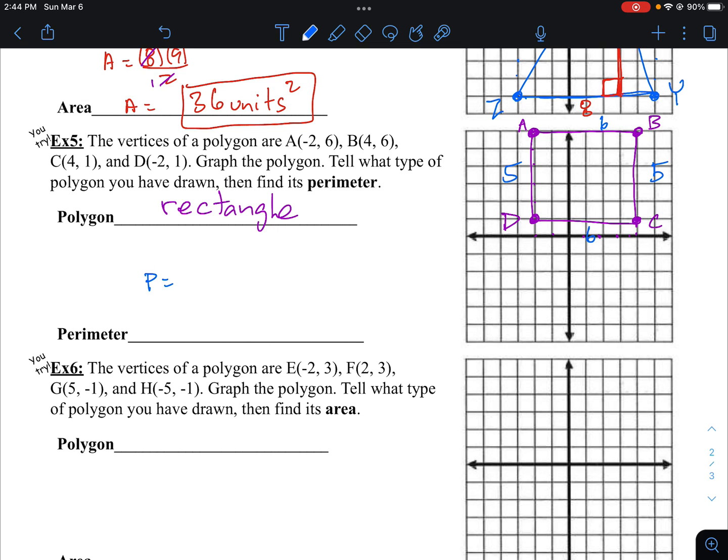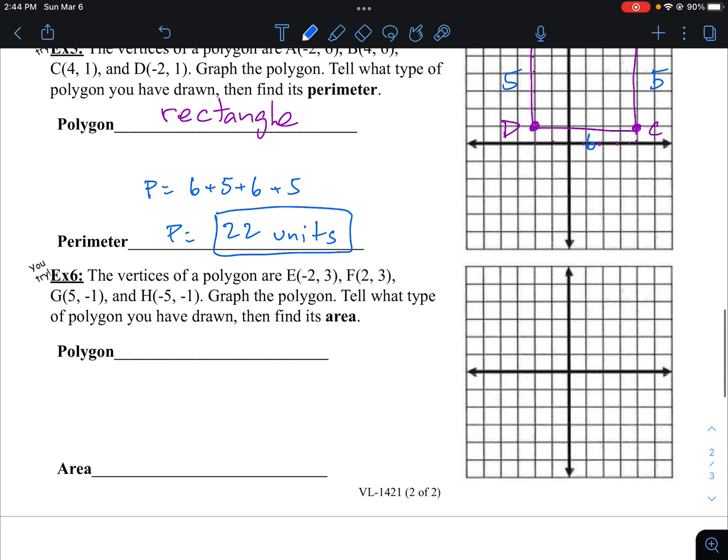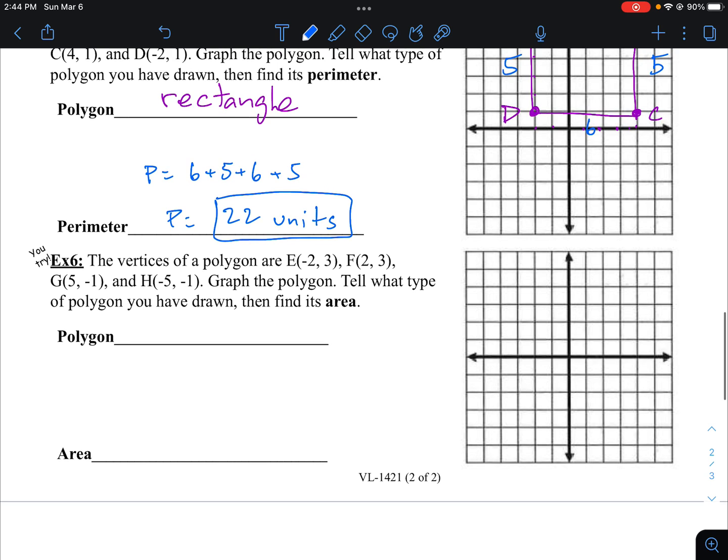So perimeter equals 6 plus 5 plus 6 plus 5, which is, what is that? 12 plus 10, 22. I believe 22 what, units or square units? Well, it's perimeter, it's just the distance around, so it is 22 units. Remember, area is the only one measured in square units. Let's do the last one.